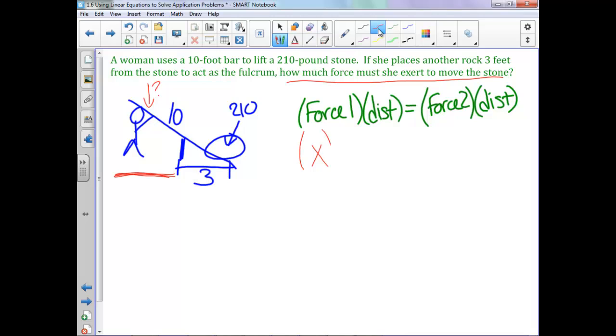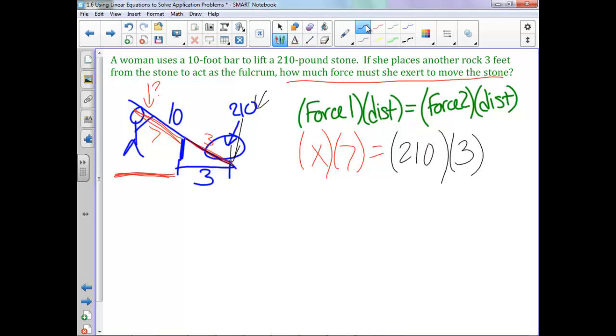So that's our variable. We do know if the whole thing is 10 and this is 3, then this part's got to be 7. So the distance from her to this fulcrum is 7. And now our force 2, we know that's 210 pounds because that's how much the stone weighs. That's the force the stone is putting on the rod. That distance then is 3 because it's 3 feet from the stone.